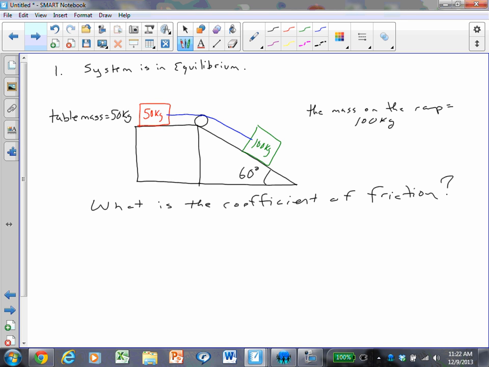Okay, so here's a ramp problem that has friction in it, right? So what's your first idea when you look at a problem like this? Michael says draw a free body diagram. And we're not only going to draw a free body diagram for the red block, but we're also going to draw one for the green block. And then we're going to use the tension force to link those two up.